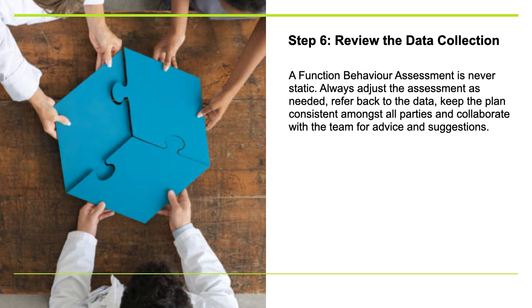Step 7, review the data collection. A functional behavior assessment is never static. Always adjust the assessment as needed, refer back to the data, and keep the plan consistent amongst all parties. And finally, collaborate with the team for advice and any suggestions.